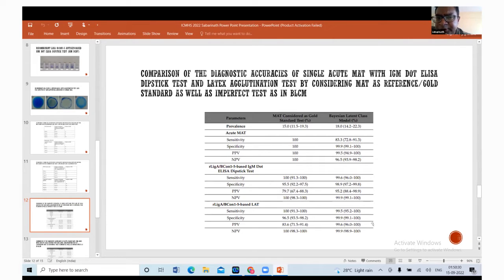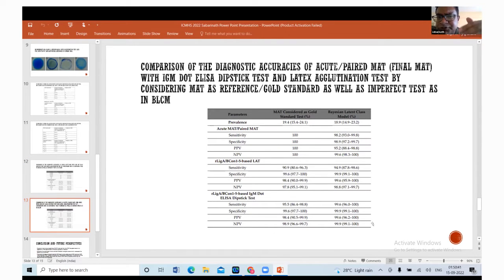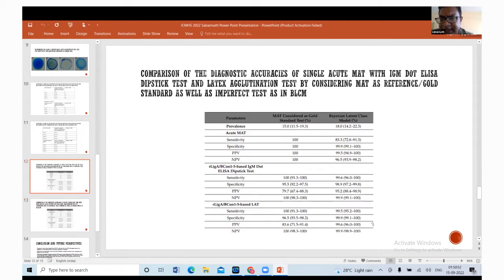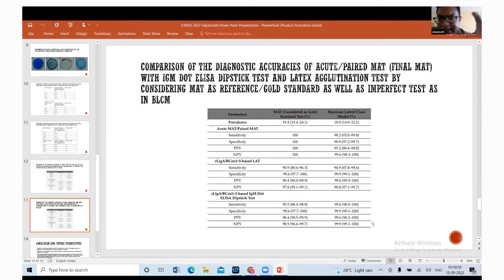So for acute MAT, using Bayesian latent class analysis, we got a sensitivity of only 83.3%. When we compared the total MAT, that is acute MAT plus paired MAT, we got a sensitivity of 98.2%. That shows an increase from 83.3% to 98.2%, roughly a 15% increase in sensitivity between acute MAT and total MAT. That shows that the total MAT is far better than the single acute MAT.